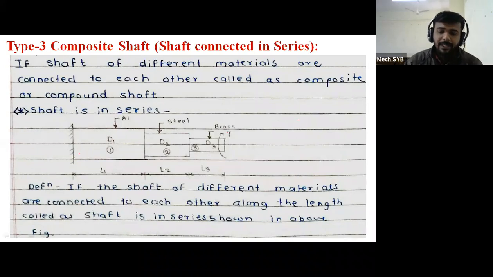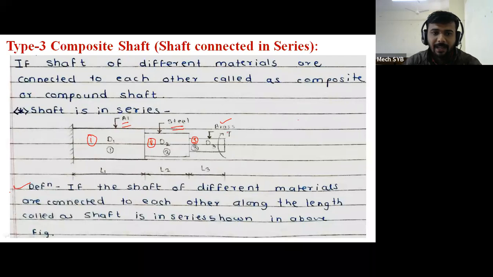So similarly, in case of a shaft structure also, yesterday I explained this is shaft number 1, this is shaft number 2, and this is shaft number 3. Shaft number 1 is made of aluminium, shaft number 2 is made of steel and shaft number 3 is made of brass, and all three shafts are connected to each other. Therefore, this total structure is called a composite structure, because aluminium is connected to the steel, steel is connected to the brass, all in contact with each other. Therefore, this is called a composite shaft. And in addition to that, this structure is also called a shaft connected in series.